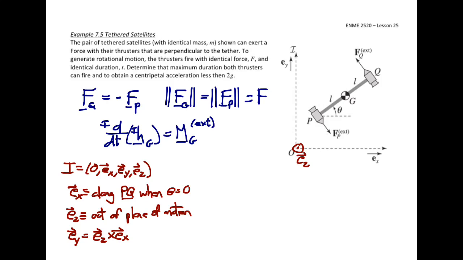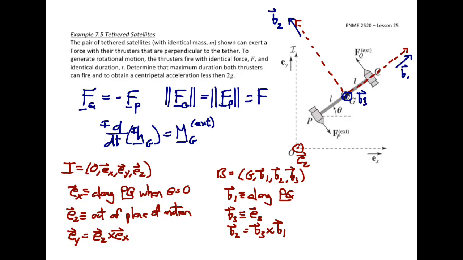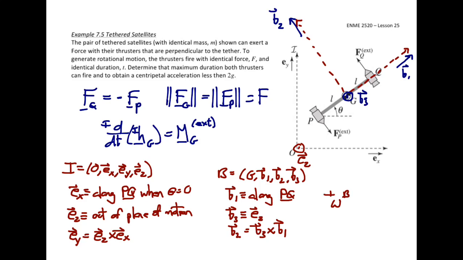And we apply a second reference frame to this problem, B, which has an origin at the center of mass, and then B1, B2, and B3. B1 is along PQ, B3 is equivalent to the out of plane direction E_Z, and B2 is equal to B3 crossed with B1. The relationship between the reference frames is that omega B, as observed by the inertial reference frame, is equal to theta dot in the B3 direction.